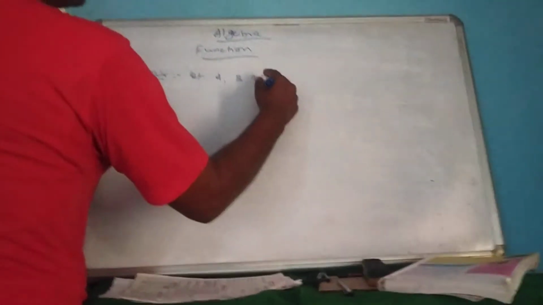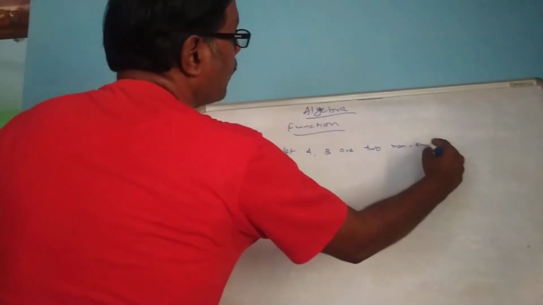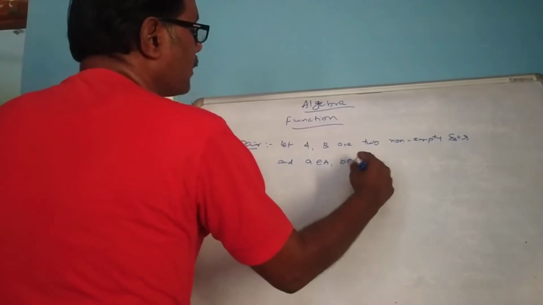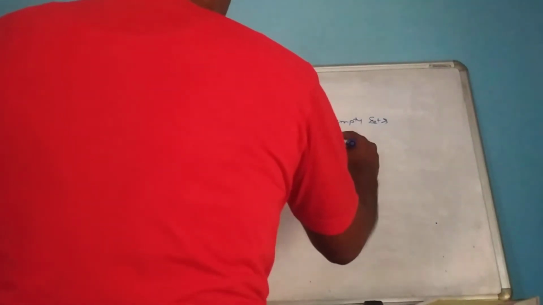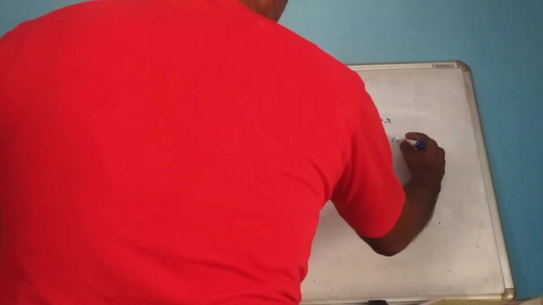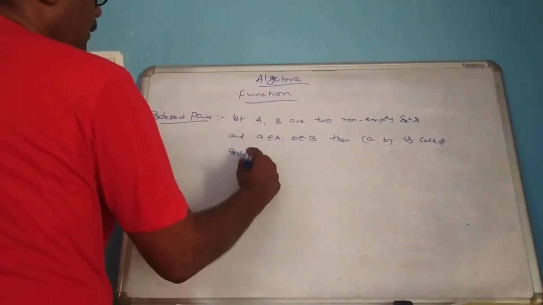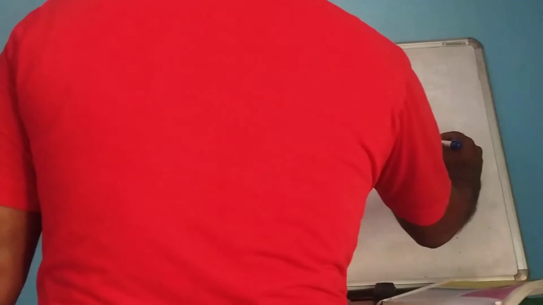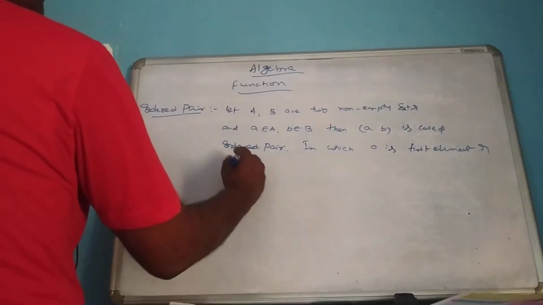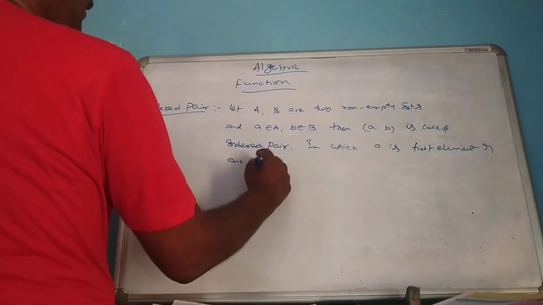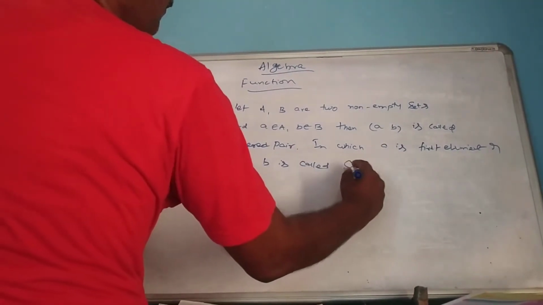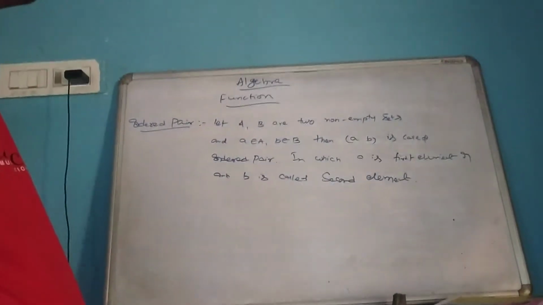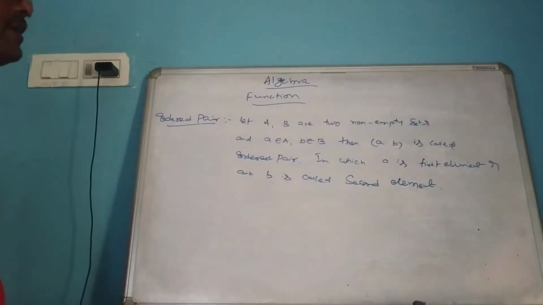A, B are two non-empty sets, and a belongs to A, b belongs to B. Then (a, b) is called an ordered pair, in which a is called the first element, or coordinate, and b is called the second element.